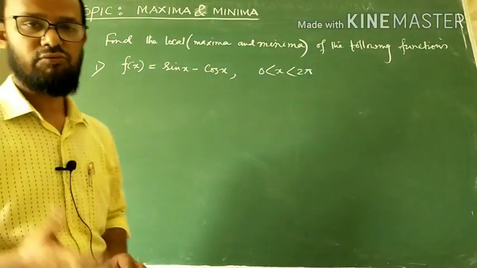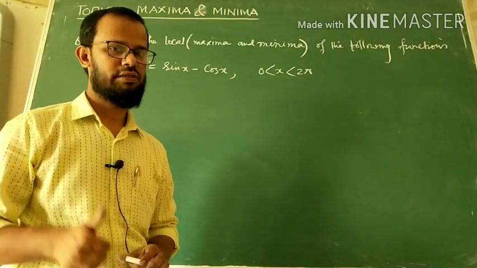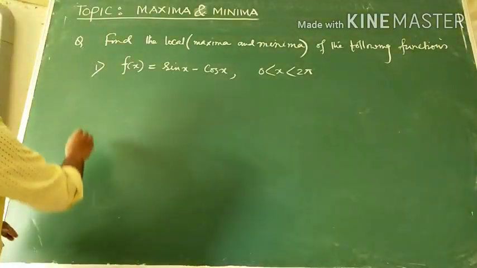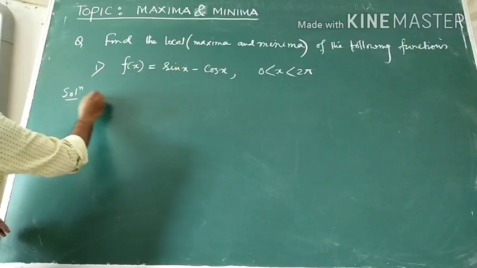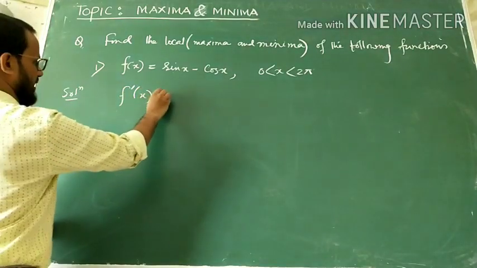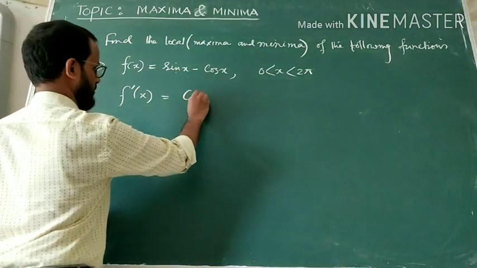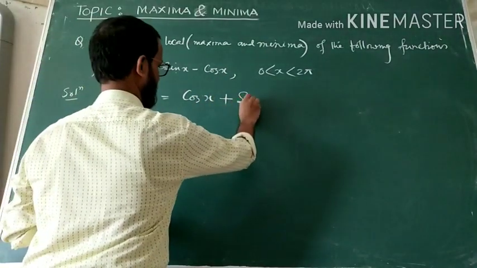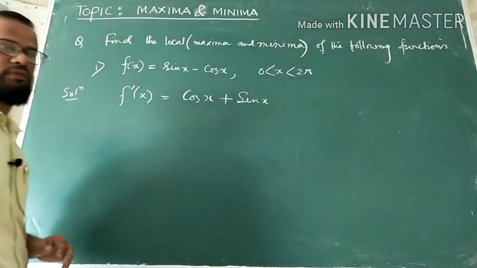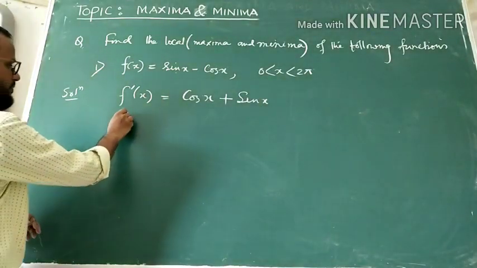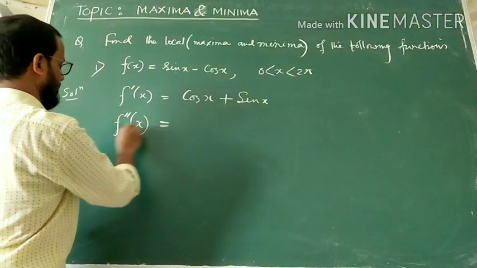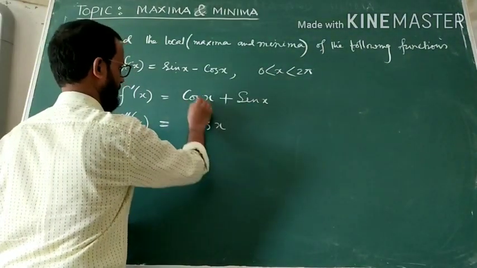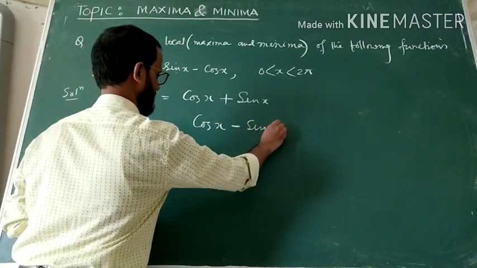So what is our rule? We are going to apply the second order derivative test. First rule is to find f dash x. So let us start with f dash x. f dash x equal to derivative of sin x is cos x, derivative of cos x is minus sin x, so ultimately it becomes plus. Also find f double dash x. This is cos x, and derivative of cos x is minus sin x.